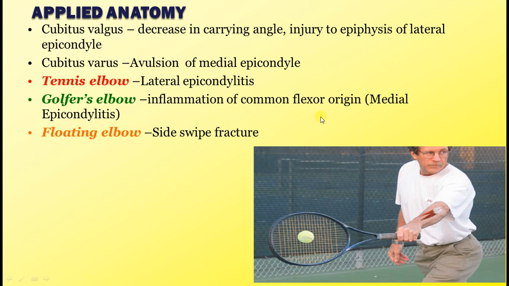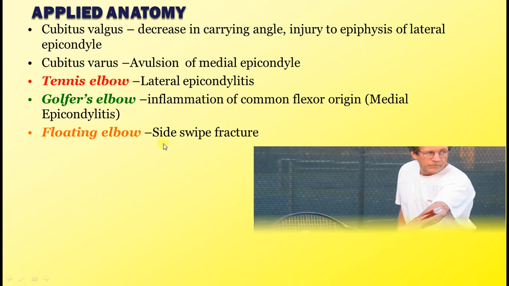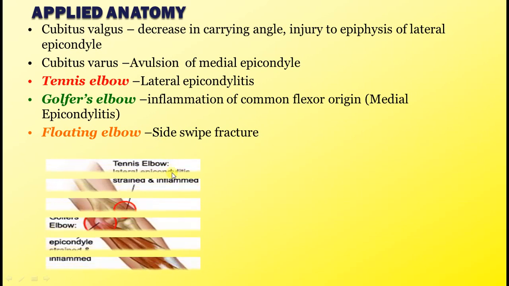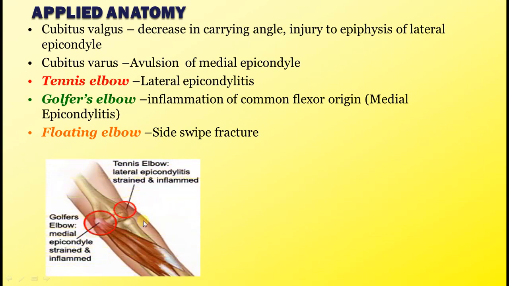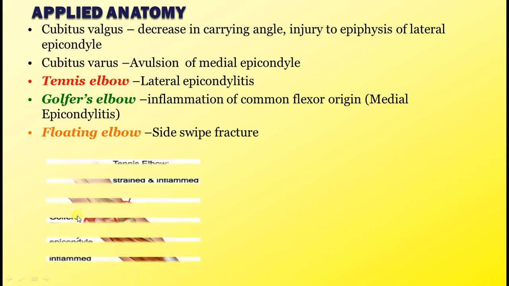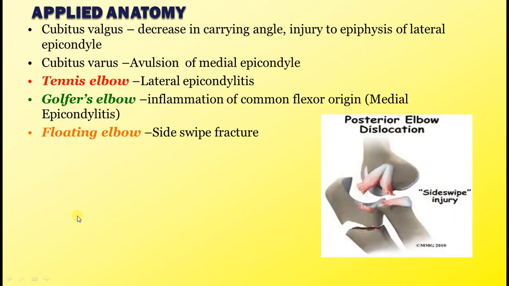Then you have one more type, which is called the floating elbow or side swipe fracture. Here you are able to see inflammation of the lateral epicondyle or the radial collateral ligament in tennis elbow, and the medial epicondyle strained and inflamed in the case of golfer's elbow. That is the posterior dislocation, which is called the side swipe injury or the floating elbow.